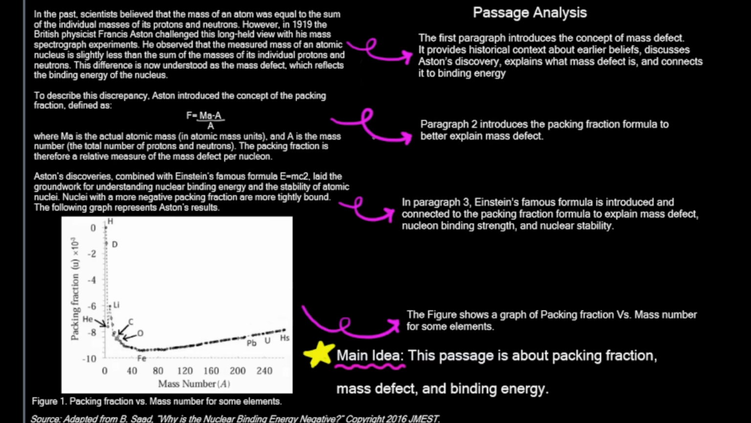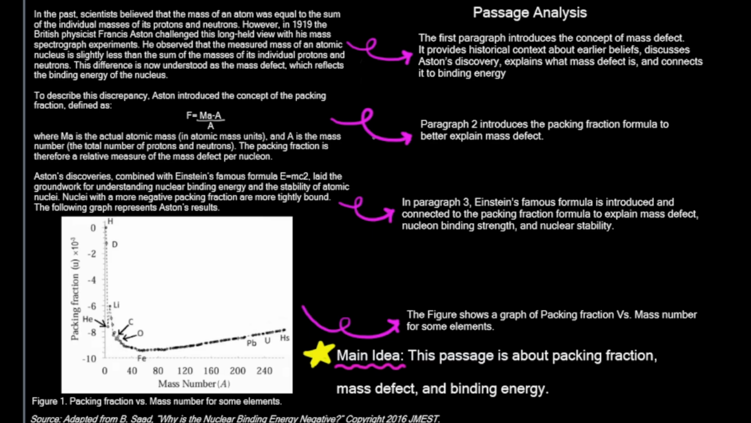Paragraph number 2 describes this discrepancy. Aston introduced the concept of packing fraction. The formula is given, and the various different variables are explained. It says the packing fraction is therefore a relative measure of the mass defect per nucleon. So paragraph 2 introduces the packing fraction formula to better explain mass defect.